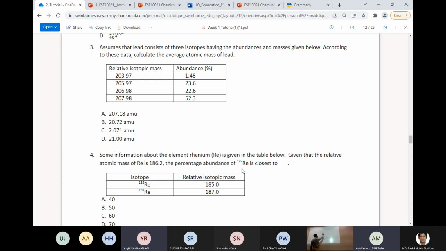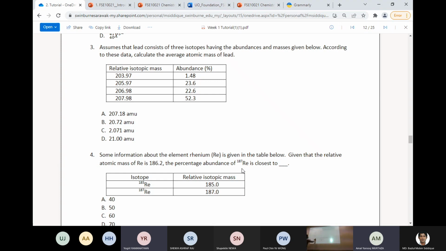After we get it, the total mass is divided by the total abundance. We have done this before, and I'm not trying to make it complicated. You multiply the relative isotopic mass by the abundance, add them all together, and divide by the total abundance. Since this is lead, the answer will be around 207.18.